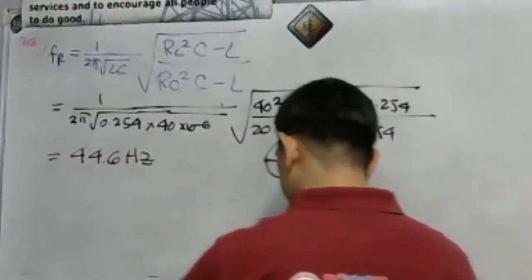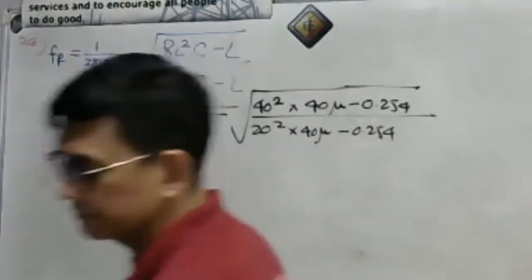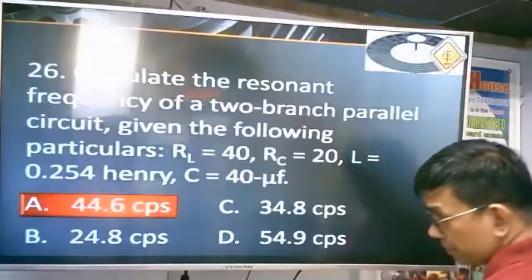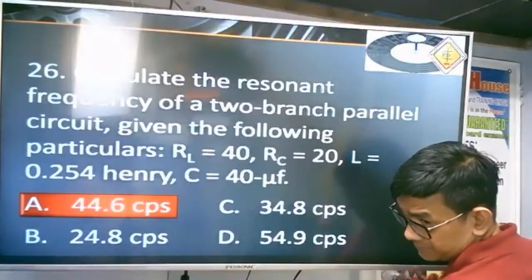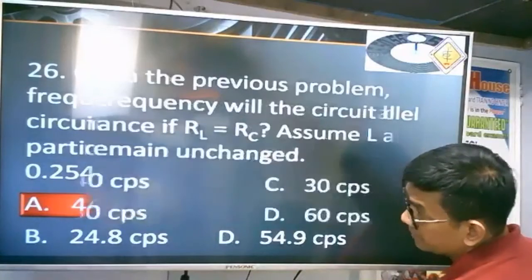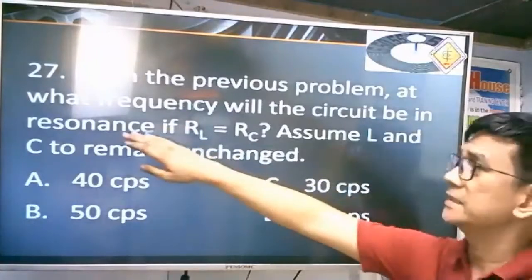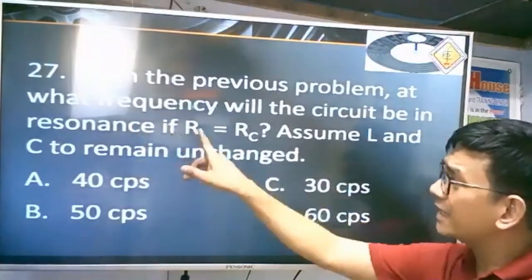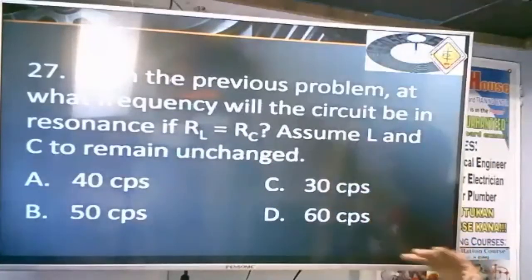And that would be letter. So what letter is this? Okay, there you are. This is cycles per second. No? That is 26. Okay? Then let's go now to number 27. From the previous problem, at what frequency will the circuit be in resonance if RL is equal to RC. Assume L and C remains unchanged.